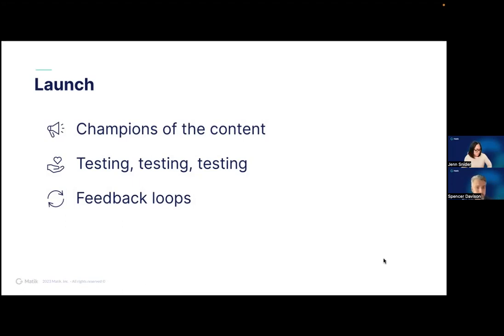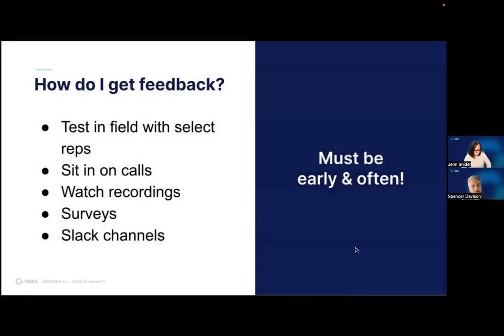The last part of launch is making sure that you have feedback loops set up. So do you have SLAs on when people would like to see changes in your content? Do you have a mechanism for people to give feedback on what's working, what's not working? Maybe that feedback loop is having those champions really become those subject matter experts and meeting with them on a regular basis, particularly in the beginning of a launch.